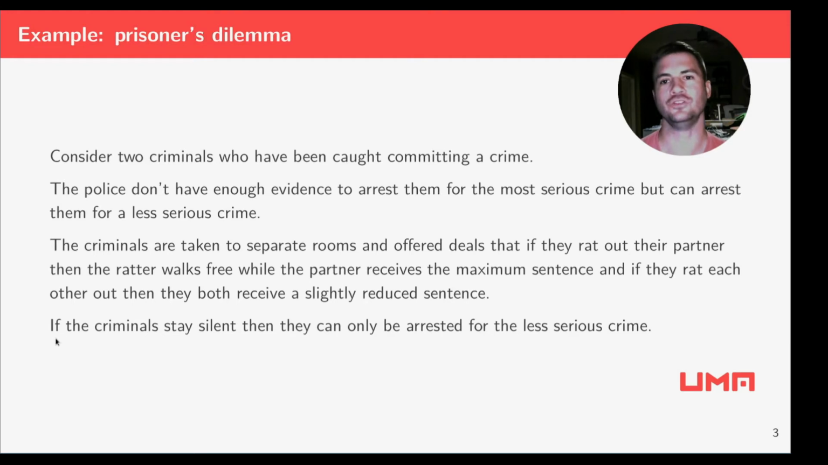We find it helpful to start by talking about an example. And in this case, we'll use a canonical example known as the prisoner's dilemma. In the prisoner's dilemma, there are two criminals who have been caught committing a crime. The police don't have enough evidence to arrest the two criminals for the more serious of the crimes they had committed, but they do have enough evidence to arrest them for a less serious crime.